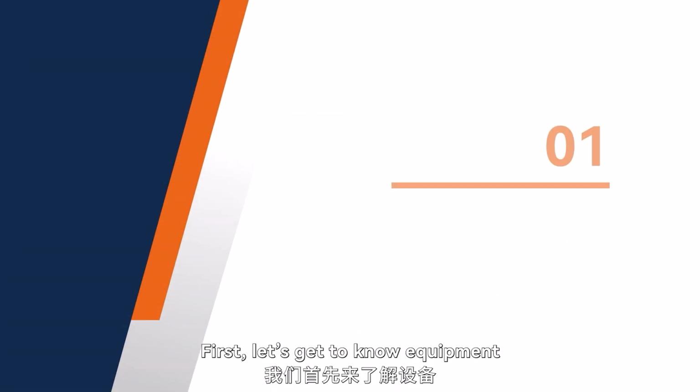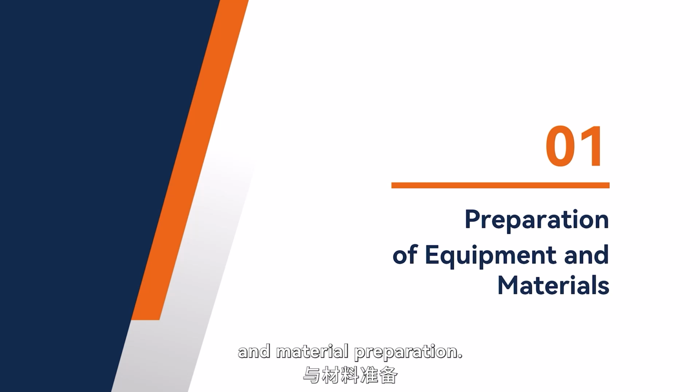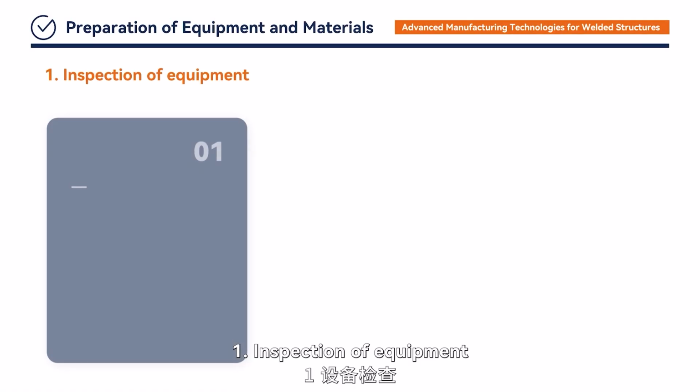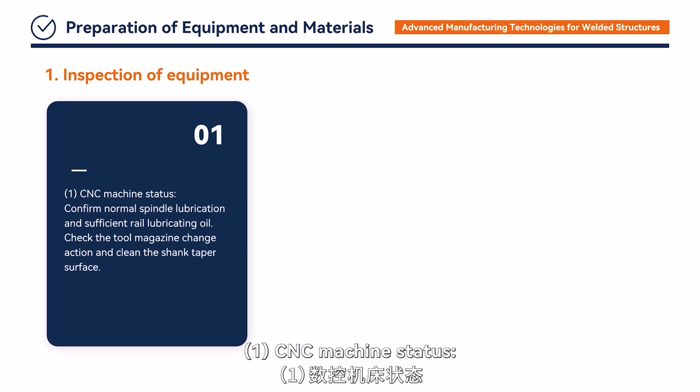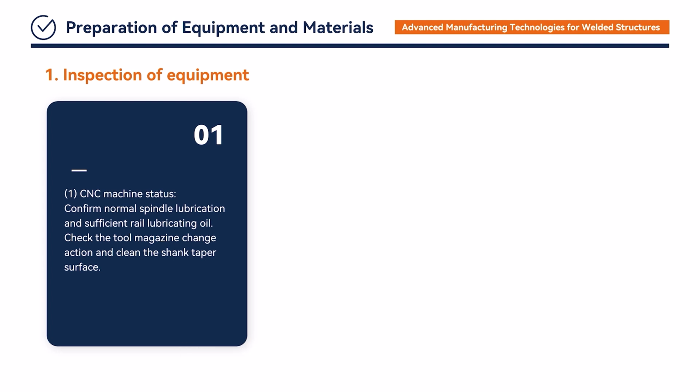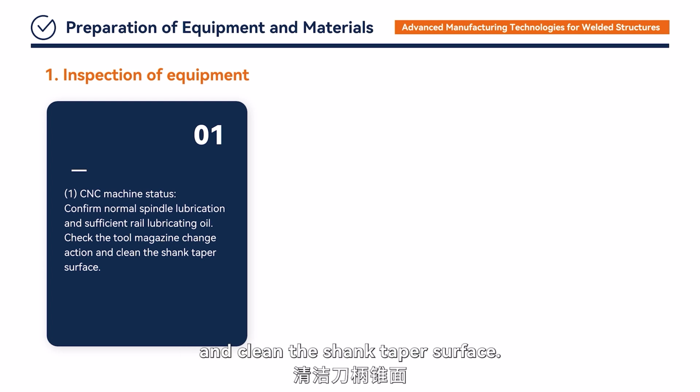First, let's get to know equipment and material preparation. 1. Inspection of equipment. 1. CNC machine status. Confirm normal spindle lubrication and sufficient rail lubricating oil. Check the tool magazine change action and clean the shank taper surface.